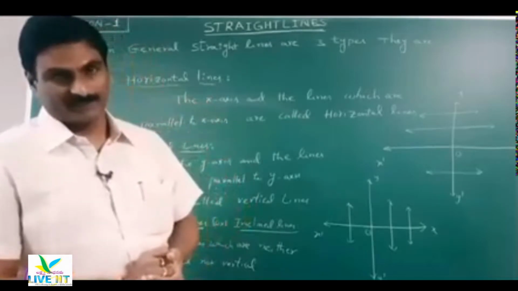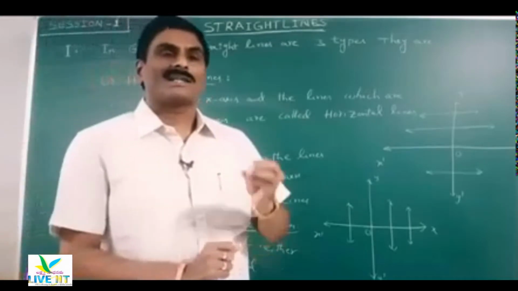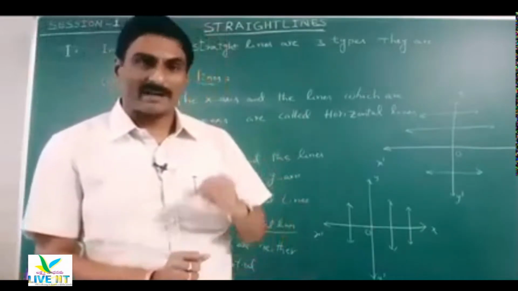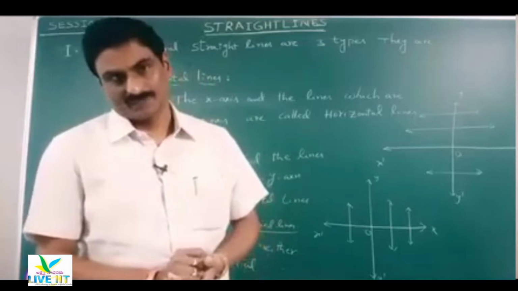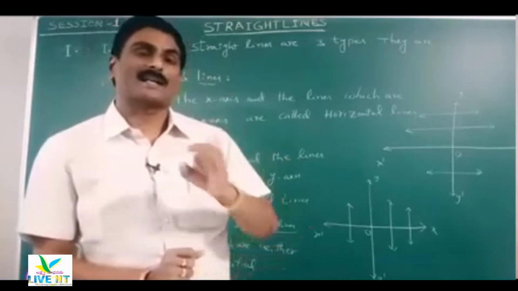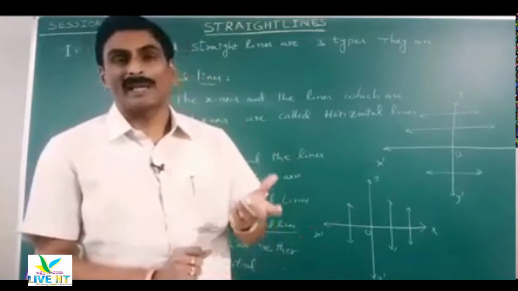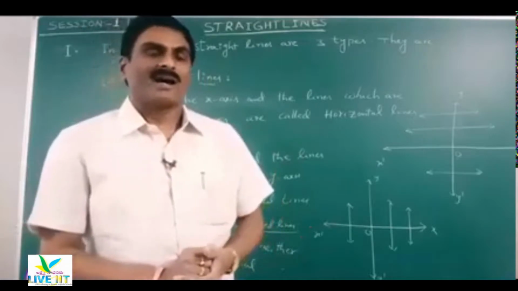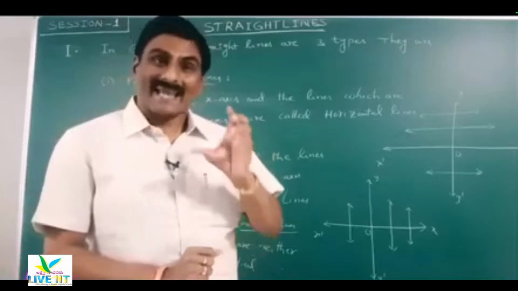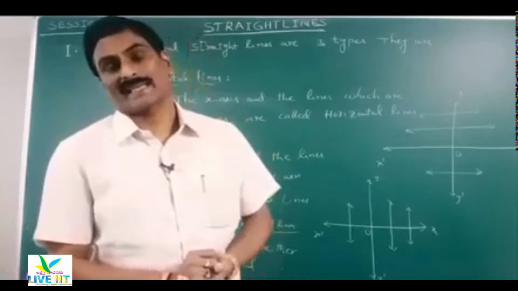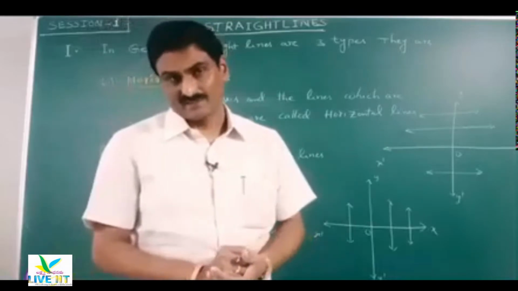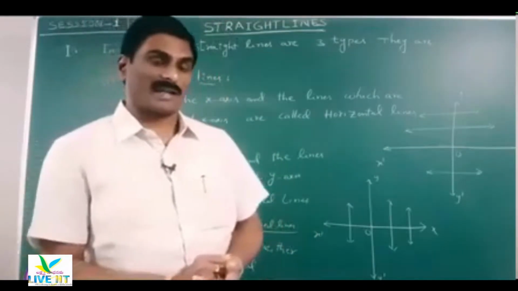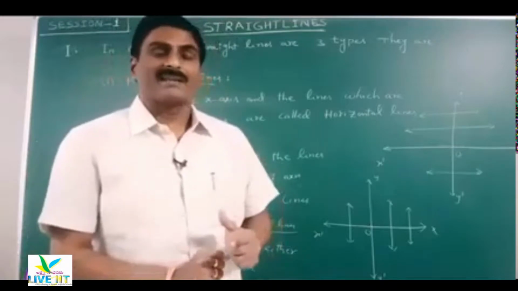What are the horizontal lines? Simply, horizontal lines are the lines which are parallel to x-axis. Already we know the coordinate system. In the coordinate system, horizontal line is said to be x-axis and vertical line is said to be y-axis. Here, the horizontal lines are nothing but x-axis, and the lines which are parallel to x-axis are said to be horizontal lines.